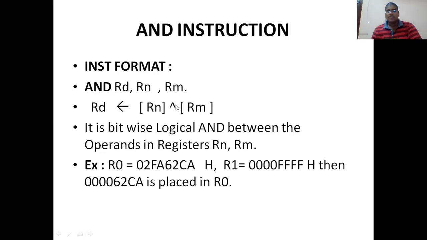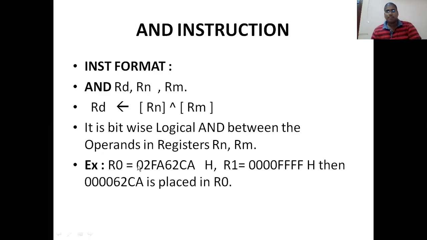Here, RN intersection RM. Why have we used the intersection symbol? In an AND gate the output is 1 if and only if both the inputs are 1. That means only if both RN and RM possess 1 will the output be 1. In the rest of the cases the output is 0. If the 1 is common in both RN and RM in a particular bit, then only we get the answer as 1. That's why we have used this intersection symbol here.